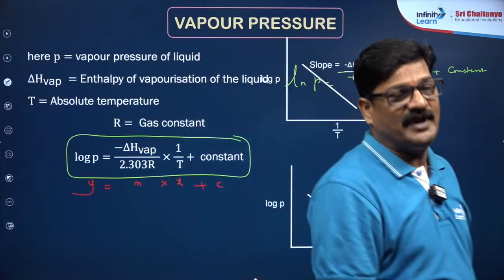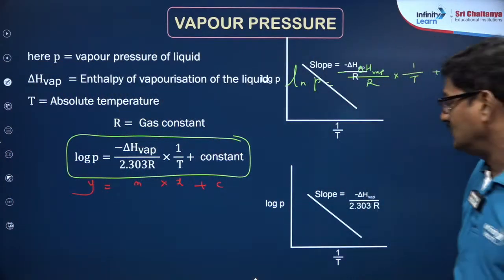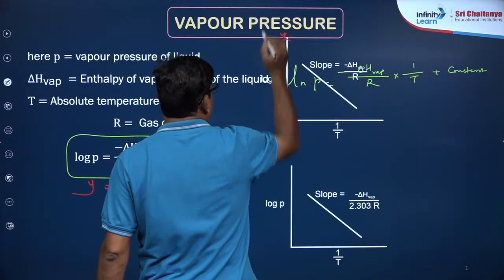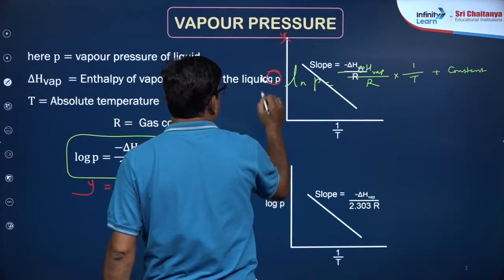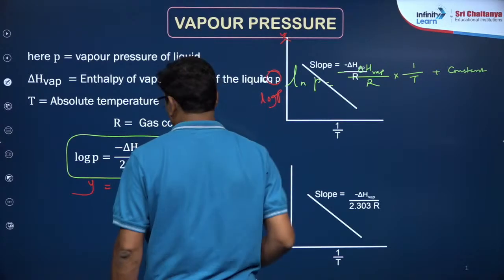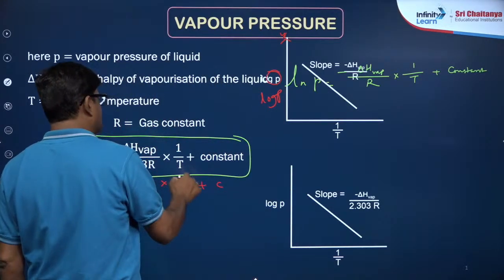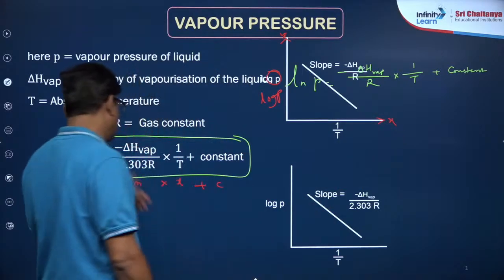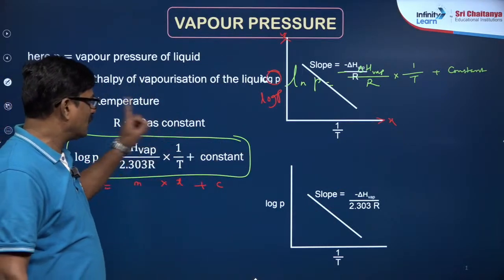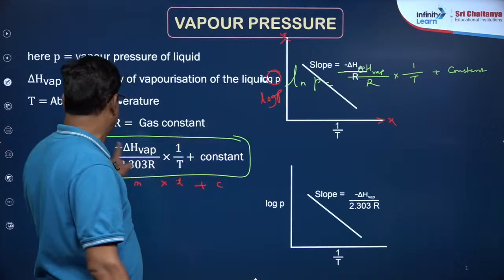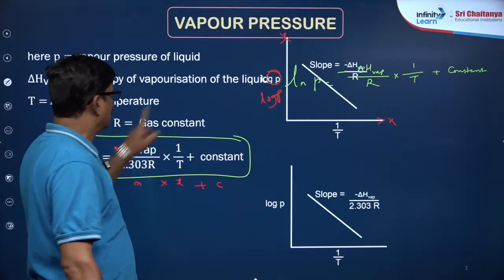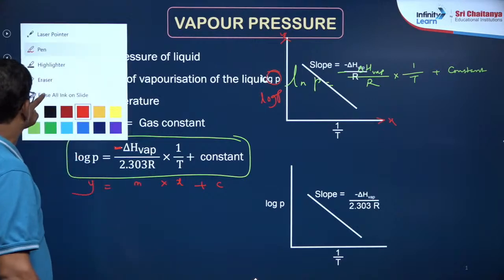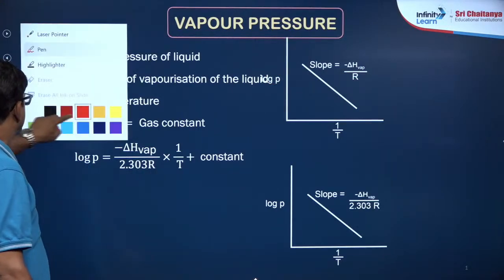This equation appears as the equation of a straight line. So on the y axis I want to take log P, and on the x axis I want to take 1 by T. You are going to get a straight line, and because this value is negative, you are going to get a straight line with a negative slope. Are you getting it or not? Clear? Now you will understand.